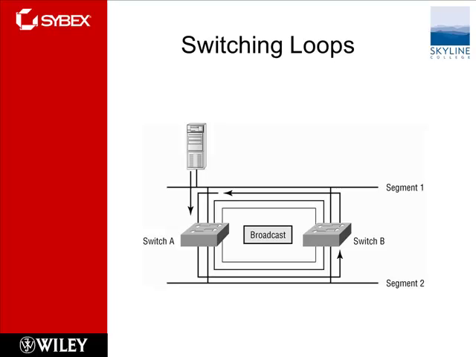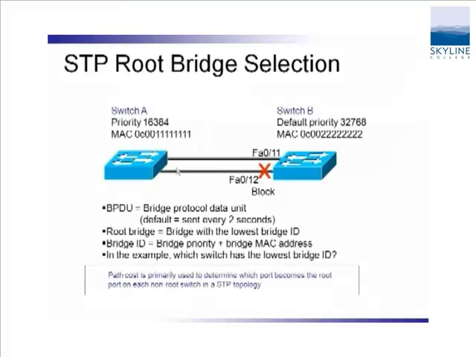This is the broadcast we're talking about. The nice little go around and around and around, and that's all that the broadcast does. Broadcast, no way to control the broadcast at Layer 2 unless we are able to turn off one of the ports. If we're able to turn off one of the ports, then we stop the broadcast because we stop the loop. And that's what the spanning tree protocol does for us.